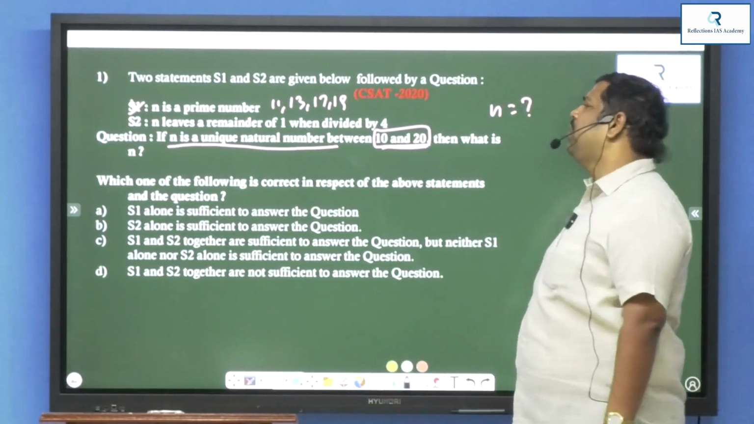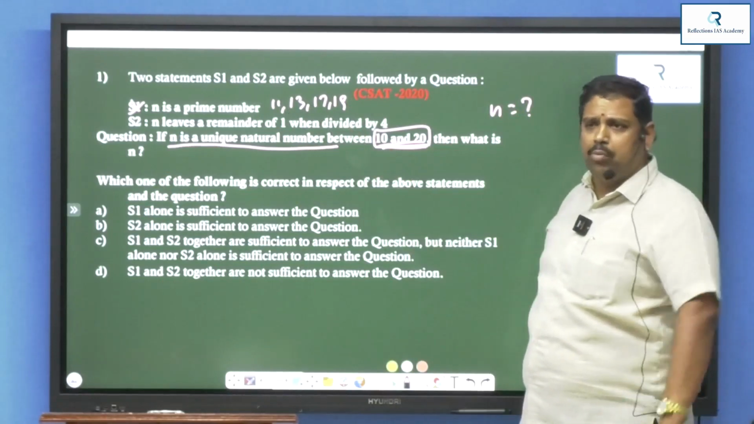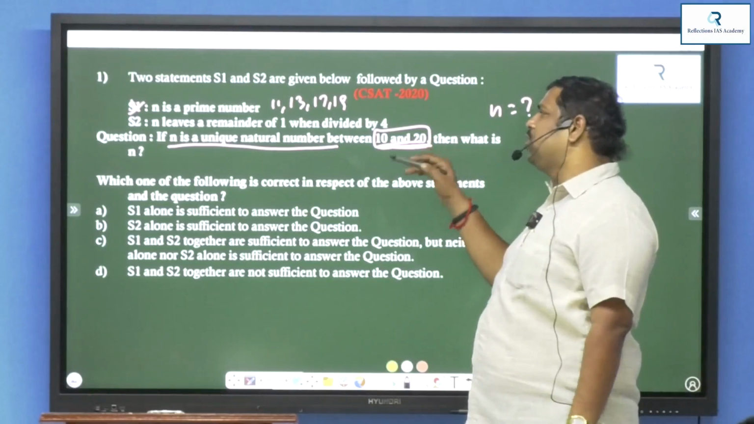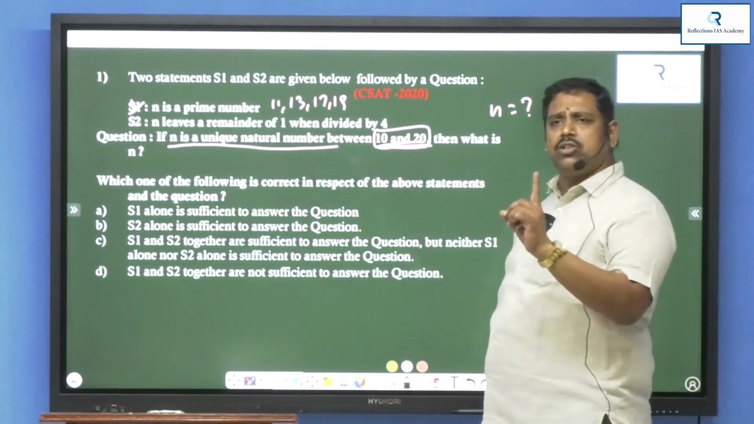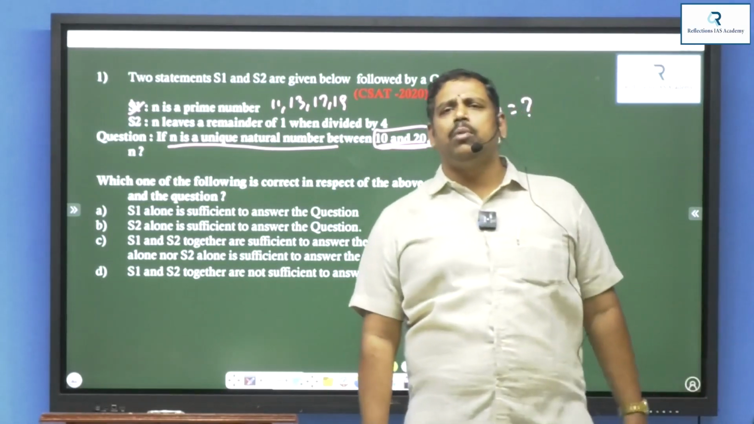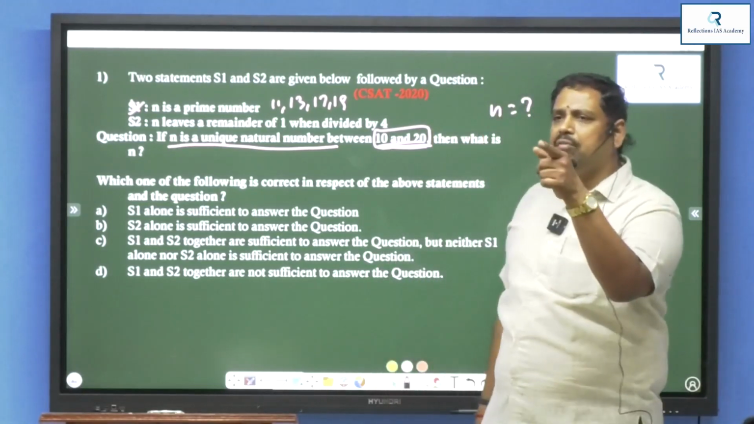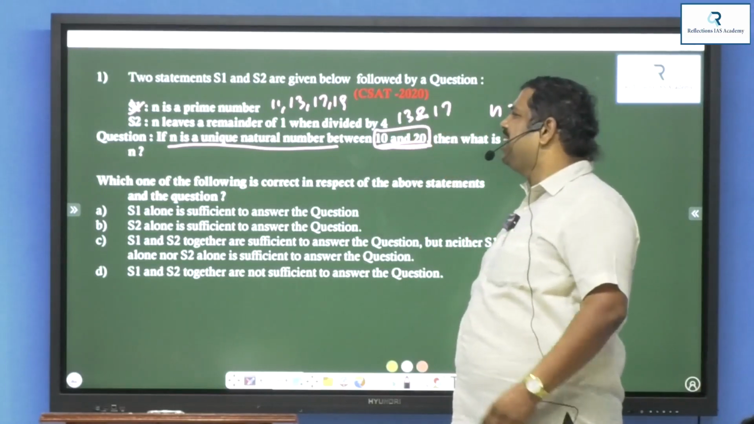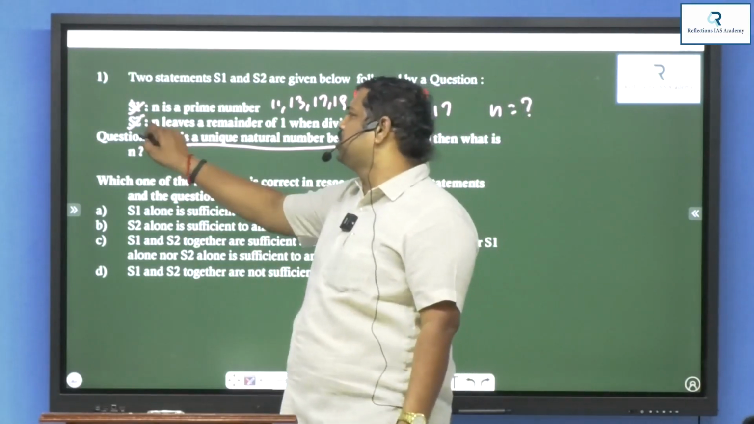N leaves a remainder of 1 when divided by 4. So, I am forgetting about S1 and going only to S2. It lies between 10 and 20, which means 11 to 19 only. When you divide by 4, the remainder is 1. Remainder 1 means a multiple of 4 plus 1. The multiples of 4 are 12 and 16. Remainder 1 means plus 1, so 13 and 17. Sir, I need a unique answer, right? Is it possible or not? So S2 is sufficient or not sufficient?